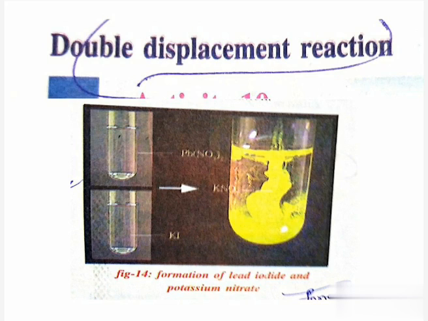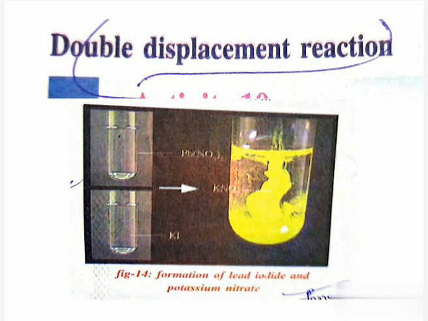Here both reactants are exchanging their constituents, that's why it is called a double displacement reaction. Why? Because if two reactants exchange their constituents chemically and form two products, then the reaction is called a double displacement reaction. Another example of a double displacement reaction is sodium sulfate solution on mixing with barium chloride.